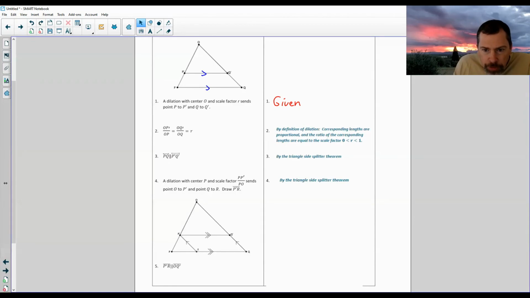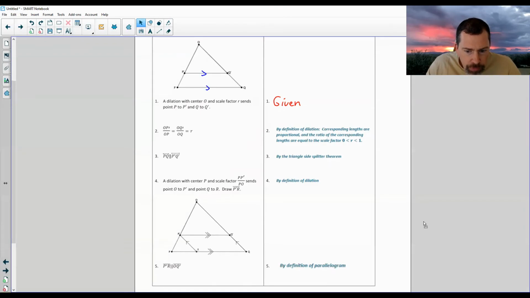So by the triangle side splitter theorem again. Okay, that was wrong. So I caught that. And it is by definition of dilation, not by the triangle side splitter theorem second time. Okay, that is the definition of dilation. And then finally, number 5, we're saying P prime R is parallel to OQ. So it's marked here and here. Reason? Definition of parallelogram.